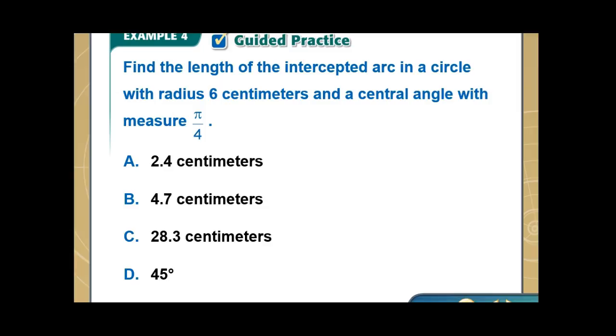So here's a problem for you to try on your own. You're given a circle with a radius of 6 centimeters. Find the arc length with your central angle of pi over 4 radians.